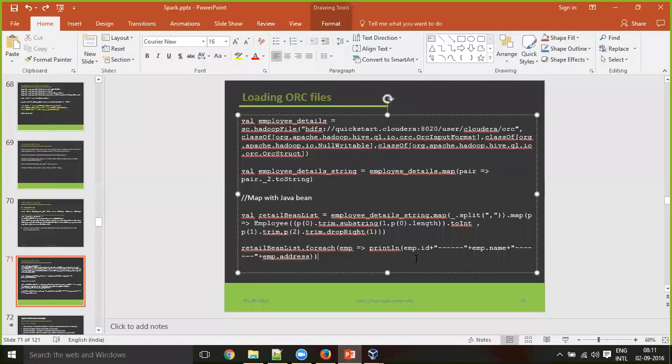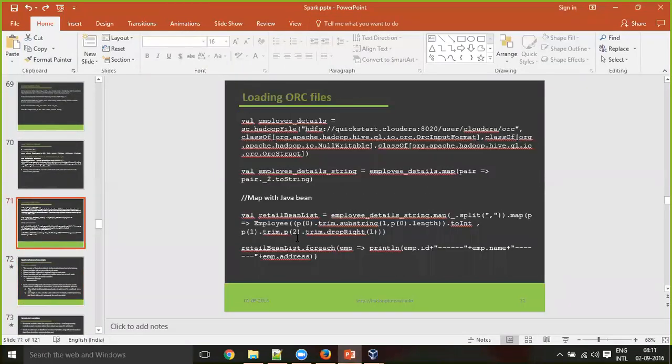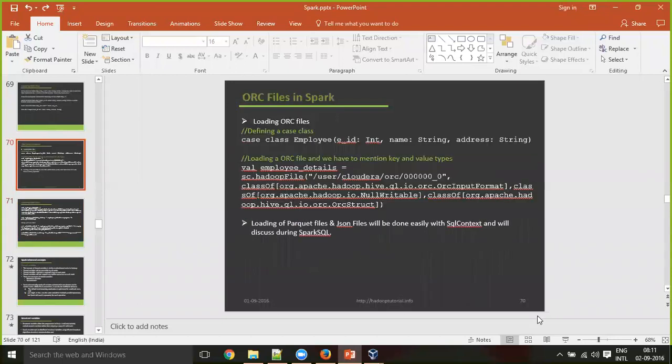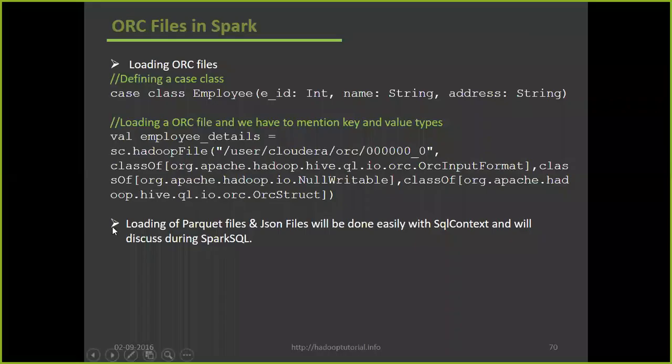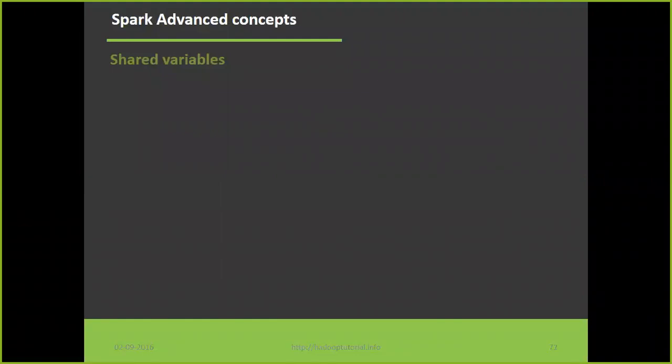So let me not make it more complex by taking Parquet, JSON or other file formats as examples. We'll discuss them during Spark SQL only. So with this, at least we saw different file formats: text files, whole text files, local and HDFS, sequence files, key-value text input formats, regular text input formats, and ORC files.